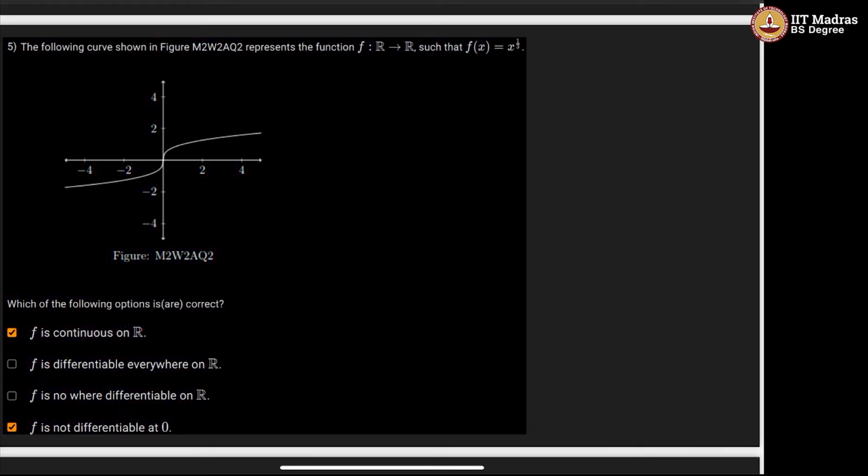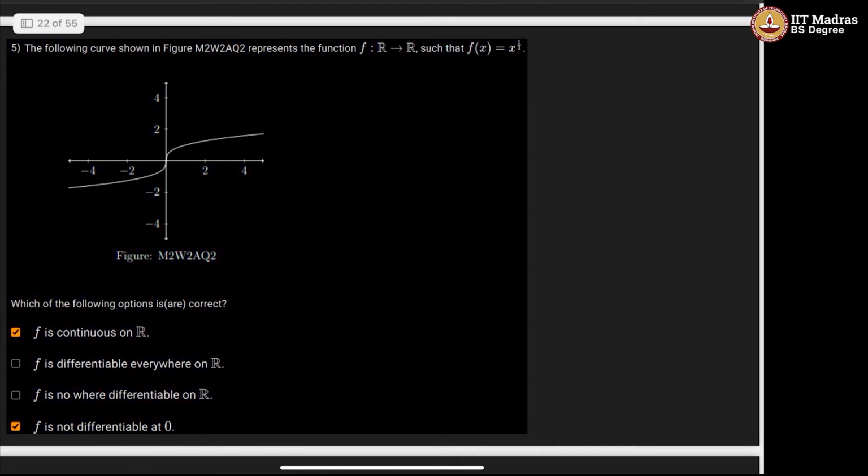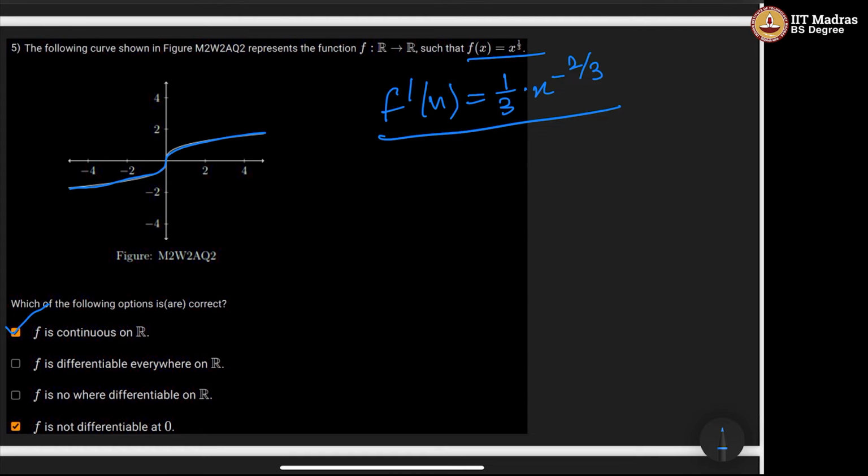This is the fifth question. After seeing the graph, we can directly see that we can draw the graph with a single stroke, right? So the graph is clearly continuous. And what about the differentiability? So what is f dash x? We have f(x) equals x power 1/3, so f dash x will be 1/3 into x power minus 2/3, right? So this function is clearly defined at every point except x equals 0, so the domain is just x not equal to 0.